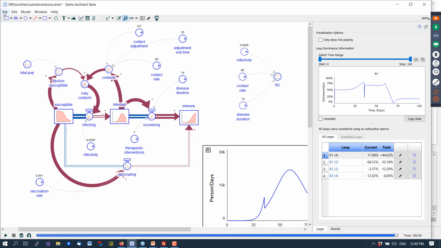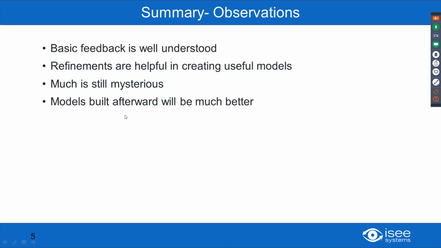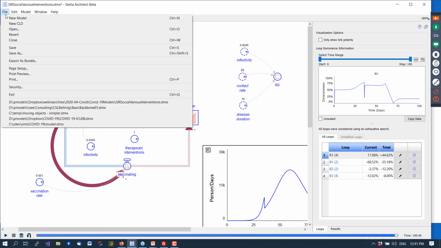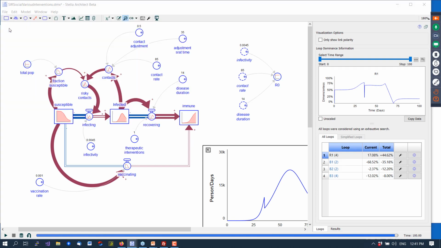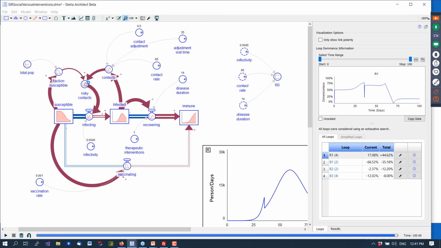Okay, so what I wanted to do was talk about some of the different assumptions. And let me actually do them in the order I've got here. So there's a distribution of transmissibility time. Let me open up the model, which I will do. It's called social distancing combined.